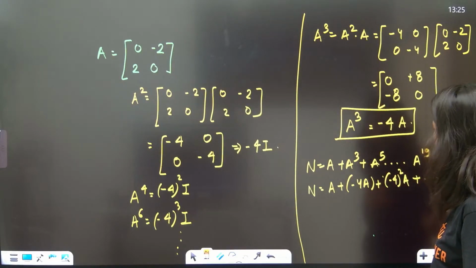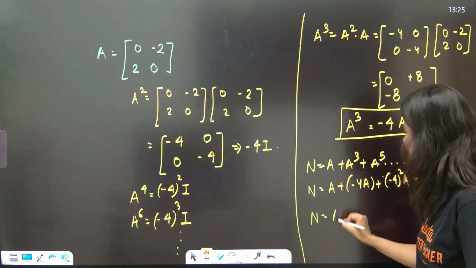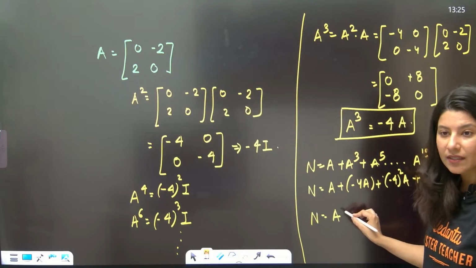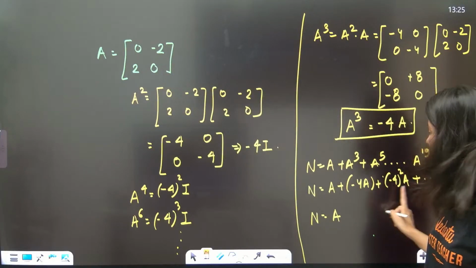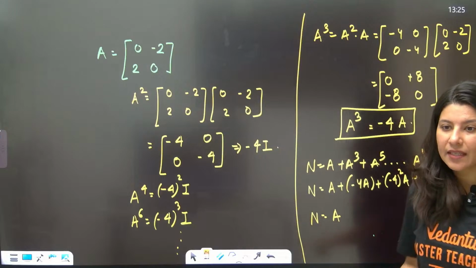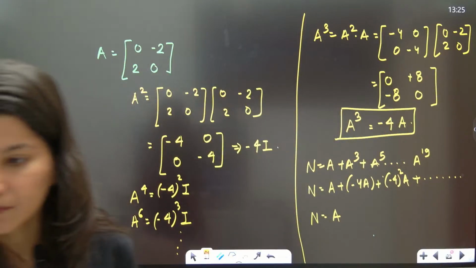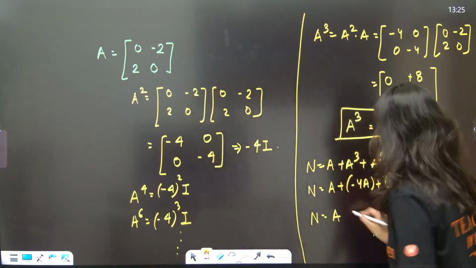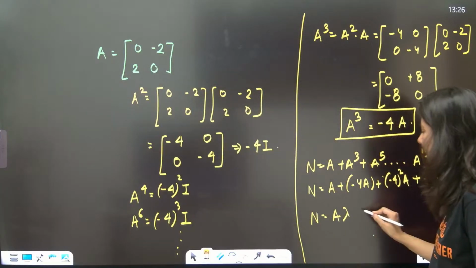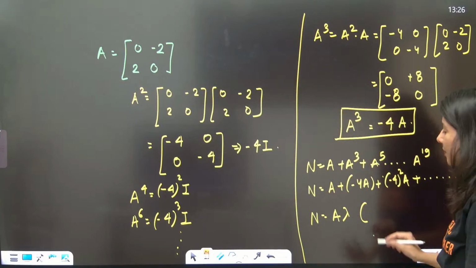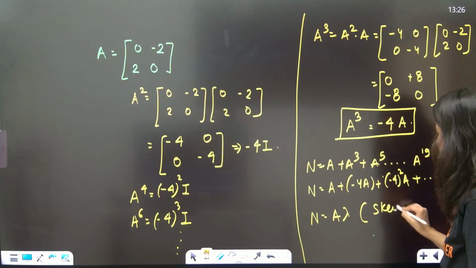Okay, and so on. So N is equal to A times some constant, lambda times A. A was already a skew symmetric matrix. So N is a skew symmetric matrix.